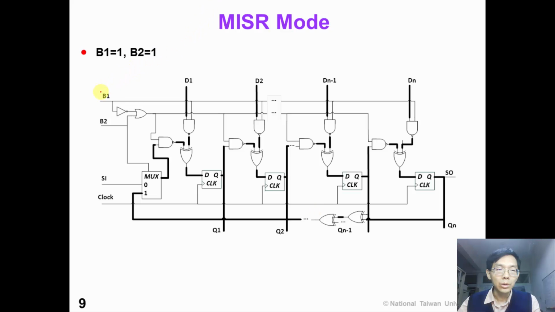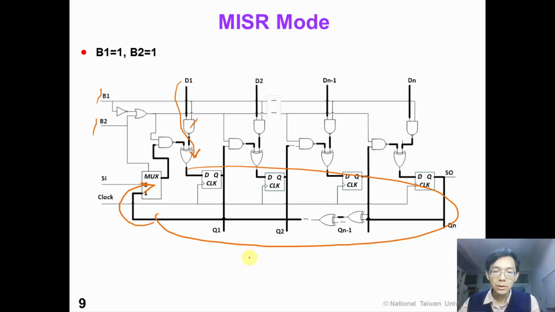Finally, when B1 is 1 and B2 is also 1, at this time, the external output is coming in from the data input. Also, we select the feedback. So this is configured as a miser, which serves as an ORA.